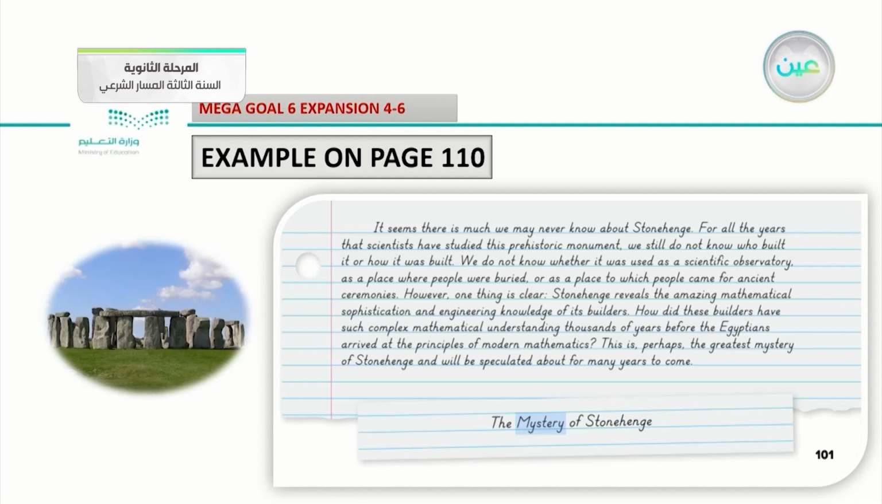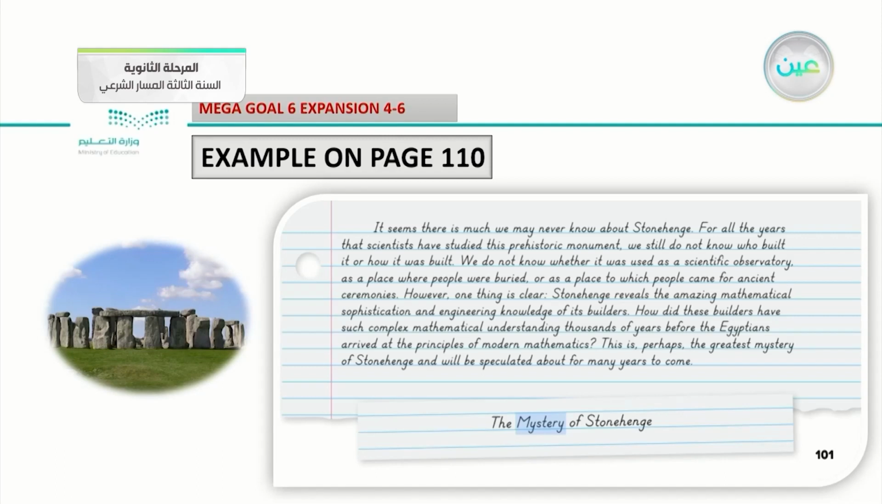Okay, look at that. What is he talking about? He talks about that area in Europe, the name of it is Stonehenge, which confuses scientists analyzing how the people at that time built this stone monument. What's the next step? We do not know whether it was used as a scientific observatory, as a place where people were buried, or as a place to which people came for ancient ceremonies.